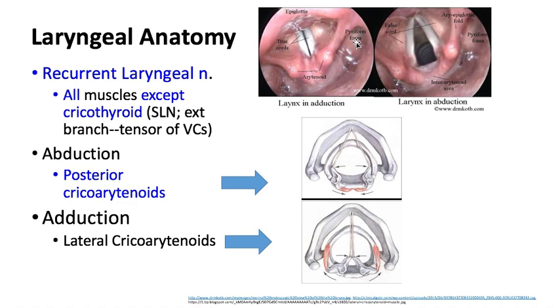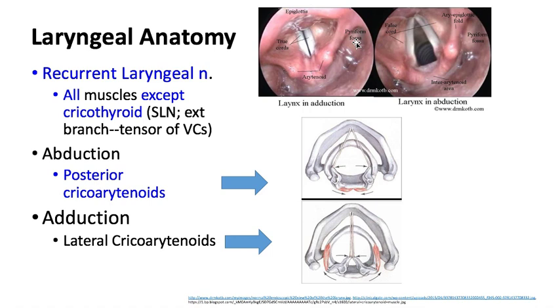On the left represents the larynx in adduction or closed, and on the right represents the larynx in abduction or open. Now the recurrent laryngeal nerve supplies all the muscles of the larynx except that one tensor of the vocal cords, the cricothyroid, which was supplied by the superior laryngeal nerve external branch.